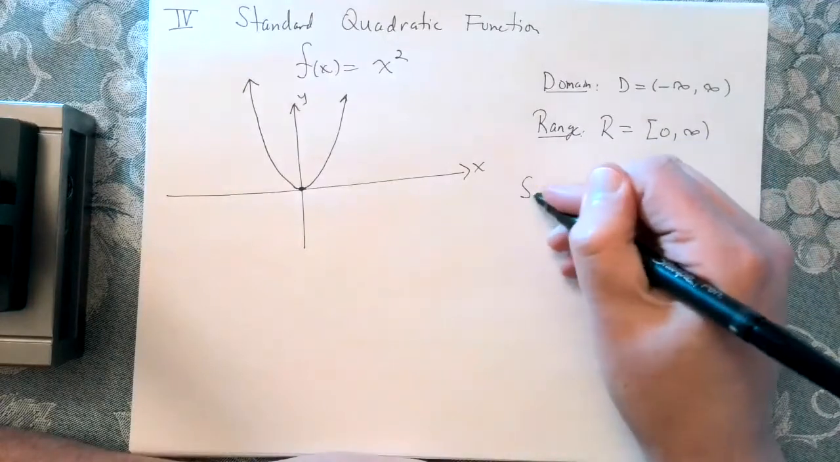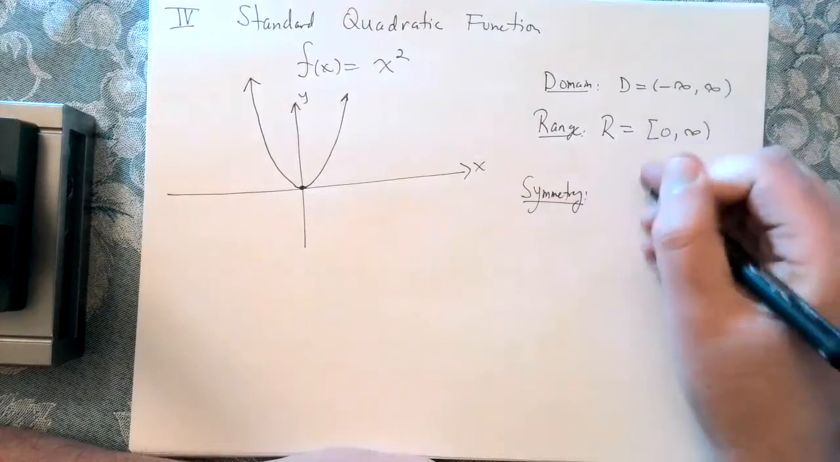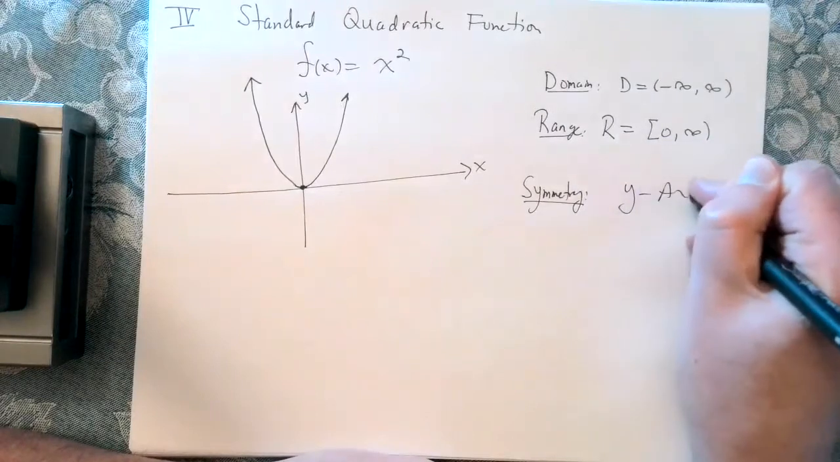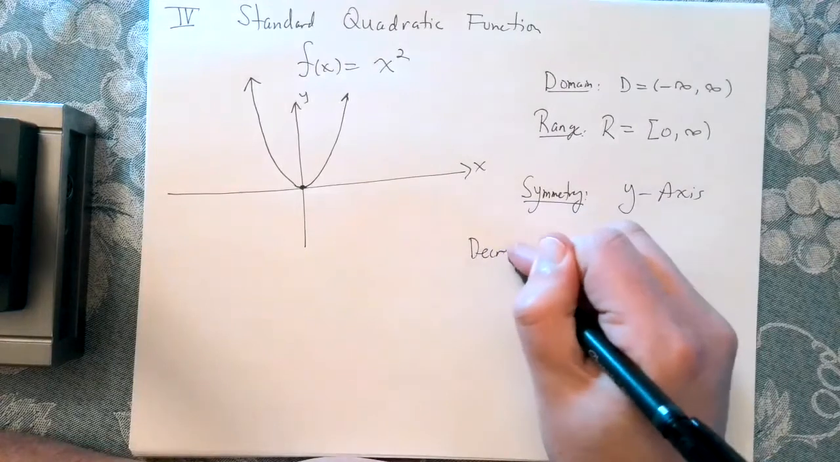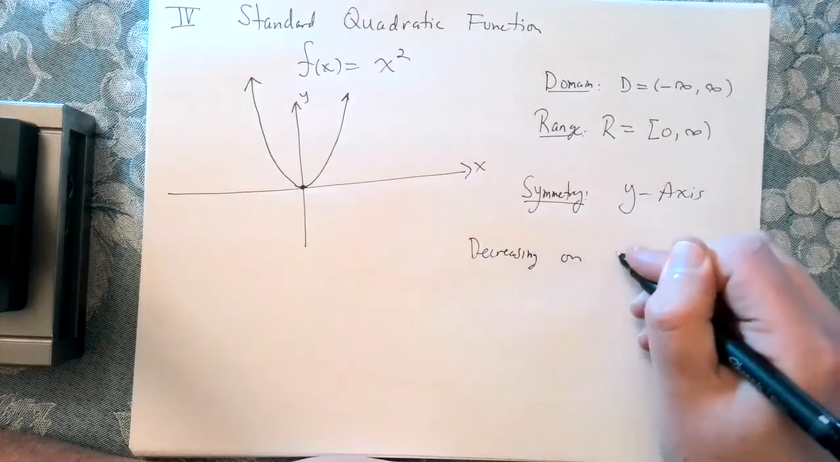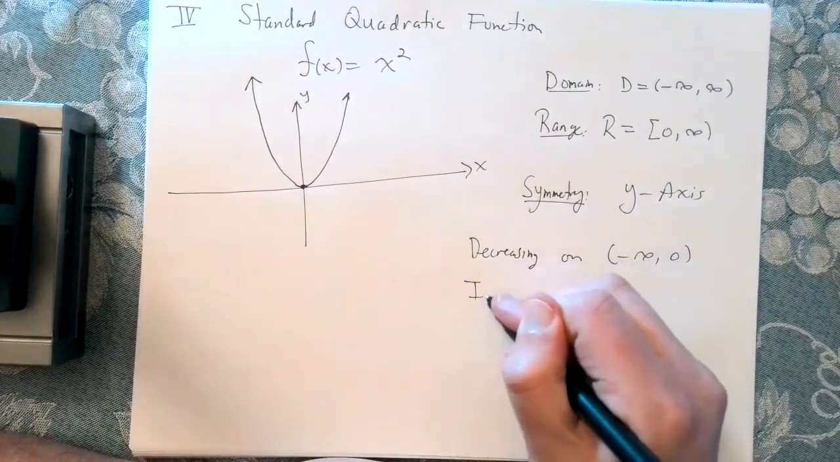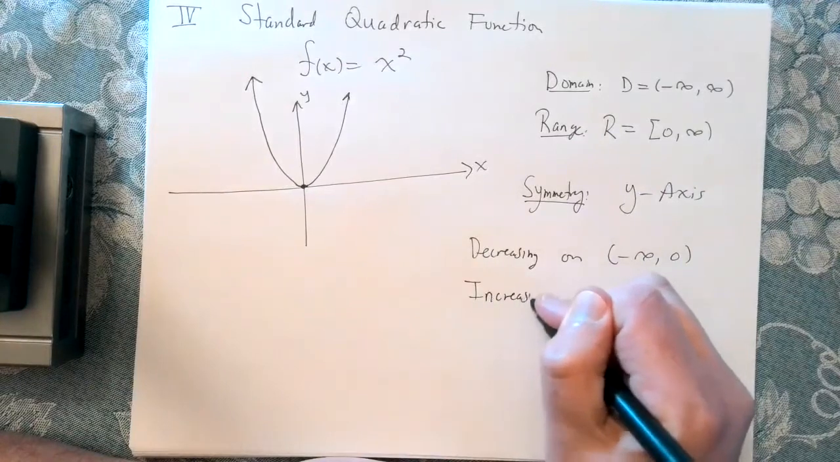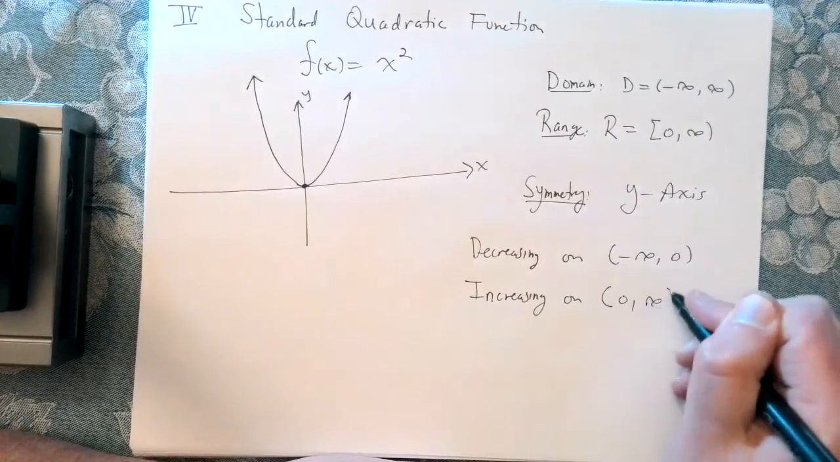This, of course, has y-axis symmetry. And this is decreasing on the interval minus infinity to 0. And it's increasing on the interval 0 to infinity.